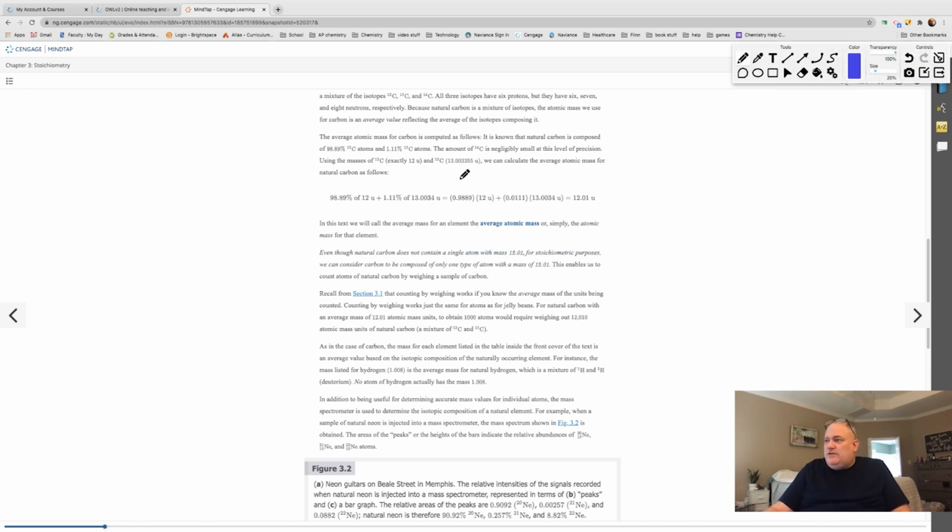If you take a look here, they tell us that 98.89% of all carbons are carbon 12, and 1.11% of them are carbon 13s, and the carbon 14 is negligibly small, so we ignore it here. Now, the way we can do this mathematically, see it says 98.89% of carbon 12 and 1.11% of carbon 13, their molar masses. That number right there, you don't want to multiply it out.